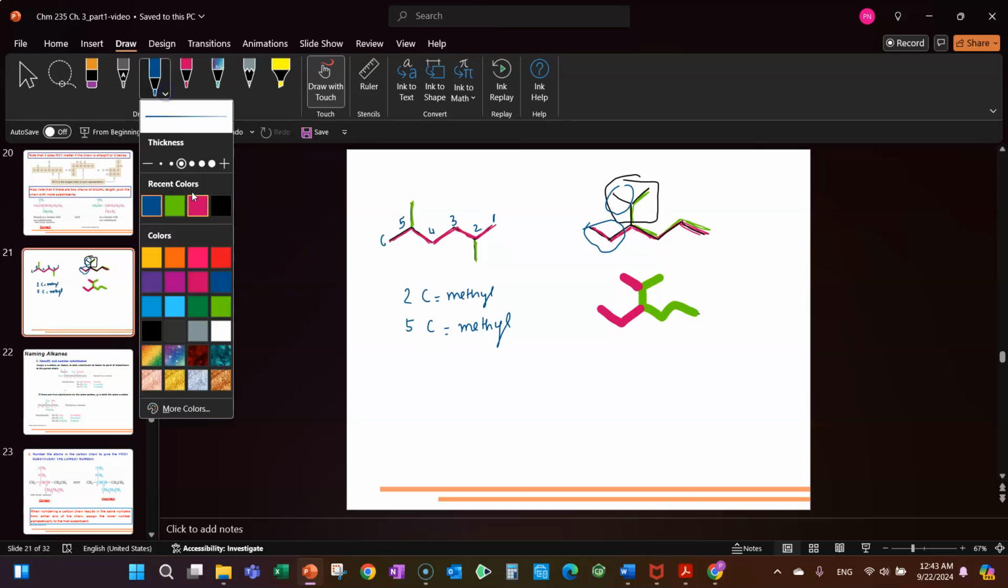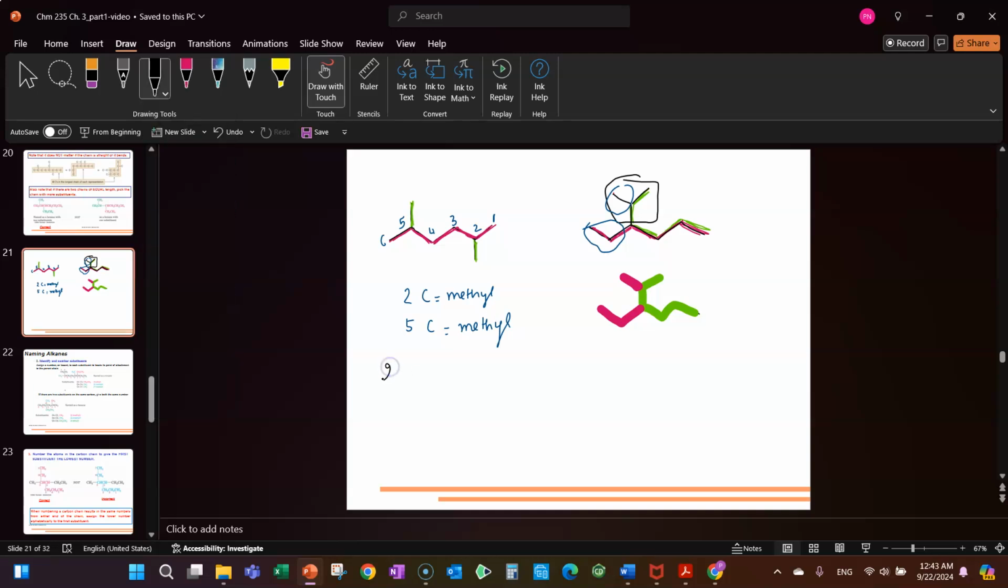So the name of this compound would be 2,5-dimethylhexane. Okay, that would be the correct name of this compound here. Because at the second position and the fifth position you have methyl, but since there are two methyl groups, we will say dimethyl. Di stands for 2. And then always remember, between two numbers, you have to separate them by a comma. And anytime you have a number and a word, you separate them by a hyphen.